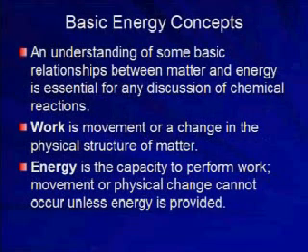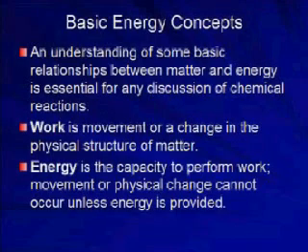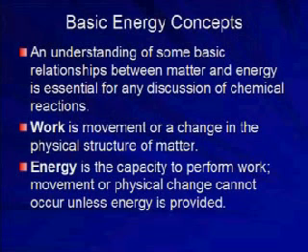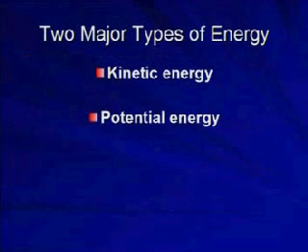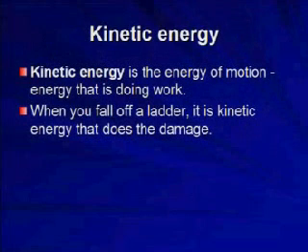Some basic energy concepts. An understanding of some of the basic relationships between matter and energy is essential in any discussion of chemical reactions. Work is the movement or a change in the physical structure of matter. Energy is the capacity to perform work. Movement or physical change cannot occur unless energy is provided. There are two major types of energy: kinetic energy and potential energy. Kinetic energy is the energy of motion, energy that is doing work. When you fall off a ladder, it is kinetic energy that does the damage.